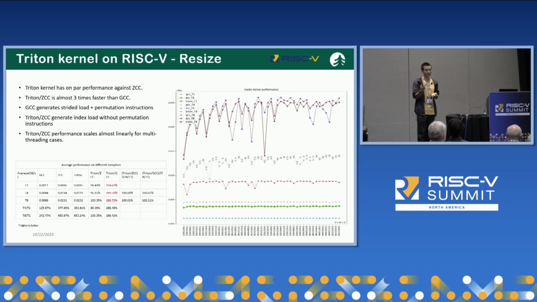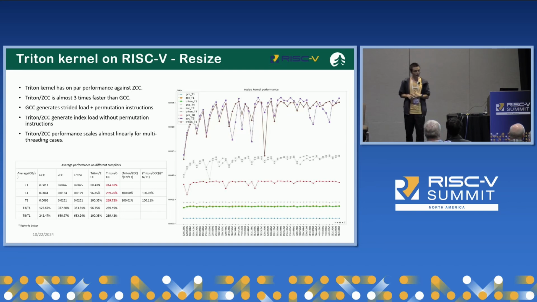So GCC generates threaded memory nodes with permutation instructions. We all know permutation instructions may perform badly on some vector architectures. And the threaded memory node is not optimized, because you can't optimize a threaded memory node or index memory node on the AXI bus. And Triton and ZCC generate index nodes, but without permutation instructions. So an index node is also as bad as a threaded node, but there is no permutation in Triton and ZCC.